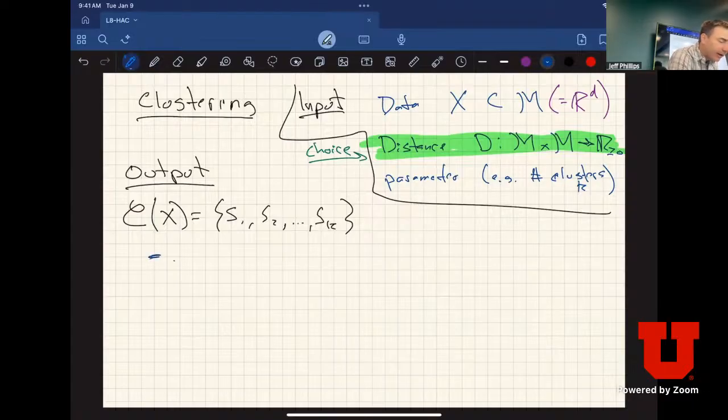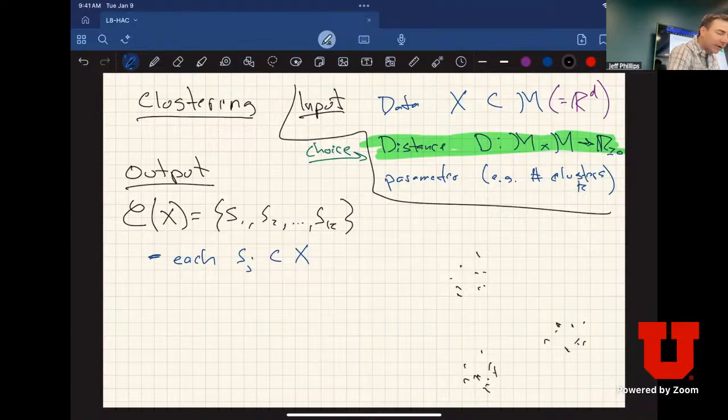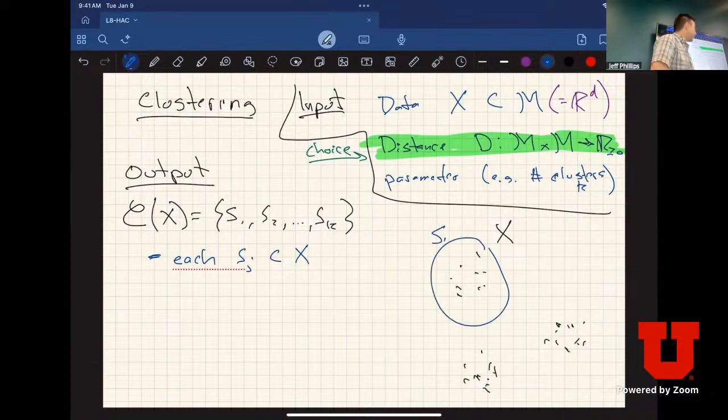Well, each Sj will be a subset of our input data, right? So we'll think of having a set of points. Ideally, it will look something like this. This is our data set X, and then this may be S1, all the points inside the circle. So this set of points will be the first cluster. Okay, this will be one property we have.